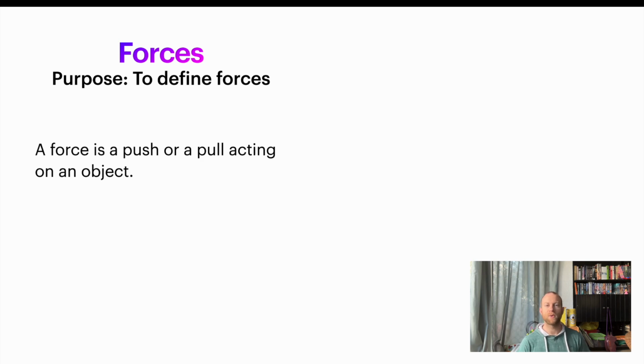So a force is a push or a pull that's acting on an object. Anything that's pushing or pulling an object is defined as a force. The units for force are newtons.